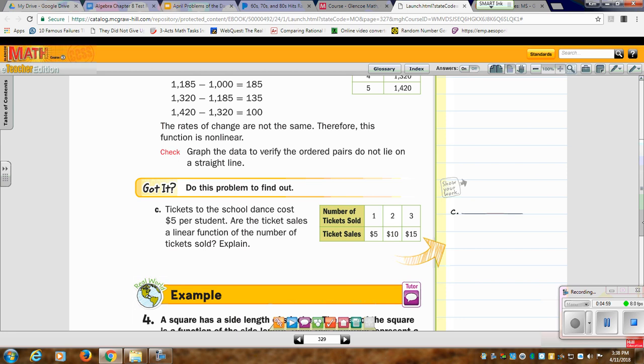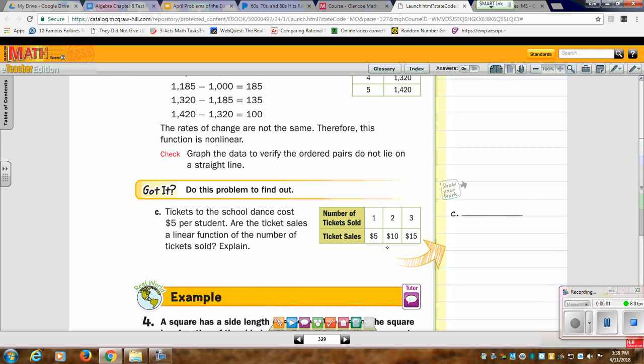Okay, try the got it problem down below. Go ahead and pause the video, and this is what you're going to type in an answer to. So I'm not going to go over this problem. All I want you to do is tell me if it's linear.